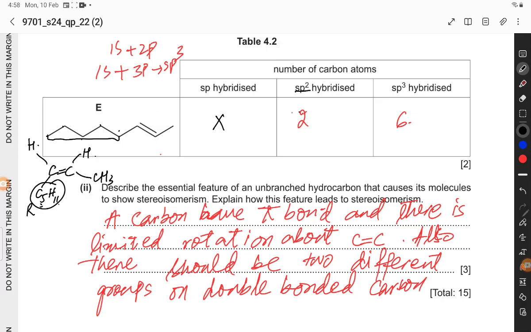So there are two conditions required for the possibility of stereoisomers. The carbon has a pi bond, and there is limited rotation about the carbon to carbon double bond, and also there should be two different groups on each double bonded carbon atom.